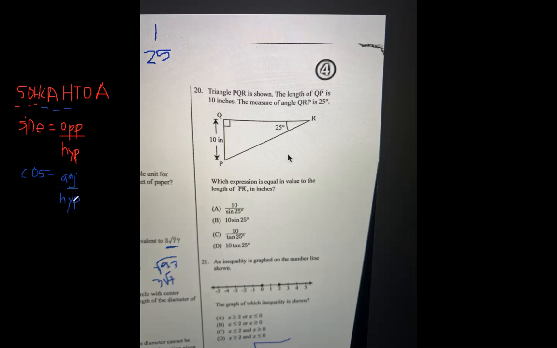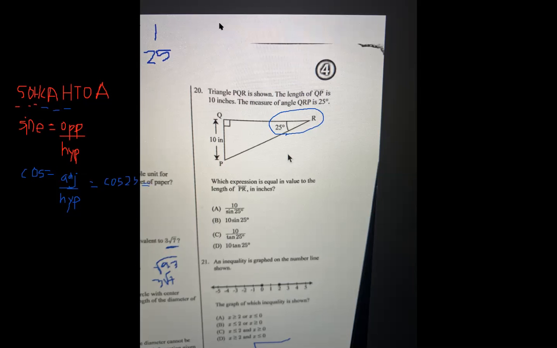So I actually forgot to refer to our problem, so I'll do that right now for cosine, and I'll go back for sine. For this particular problem, the angle that we're dealing with is this angle right here, angle R, and it's 25 degrees. So the cosine of 25, because that's the angle, is the adjacent side, which is QR.